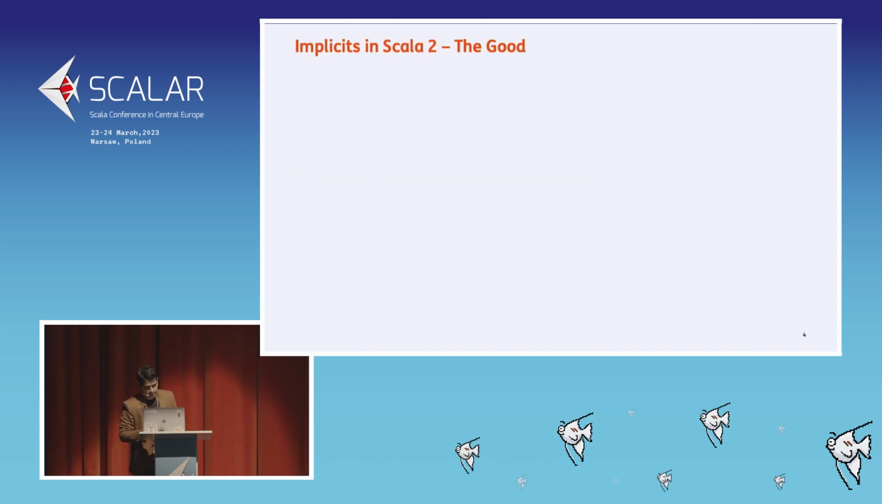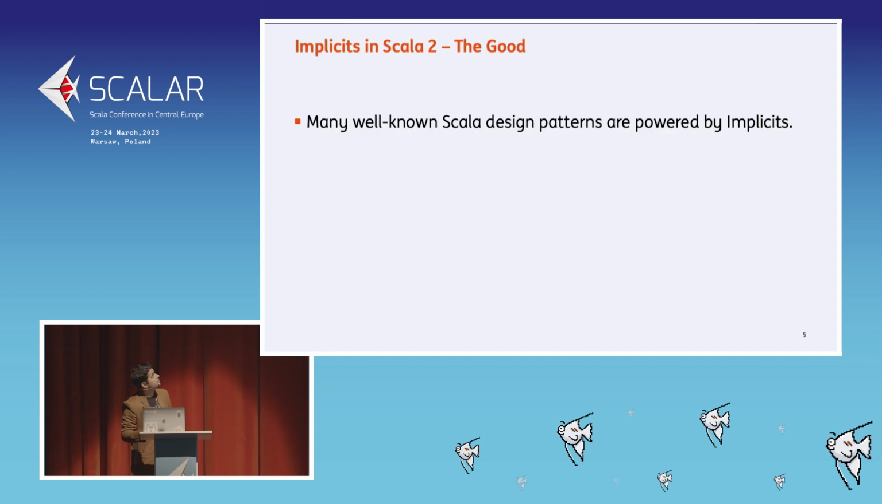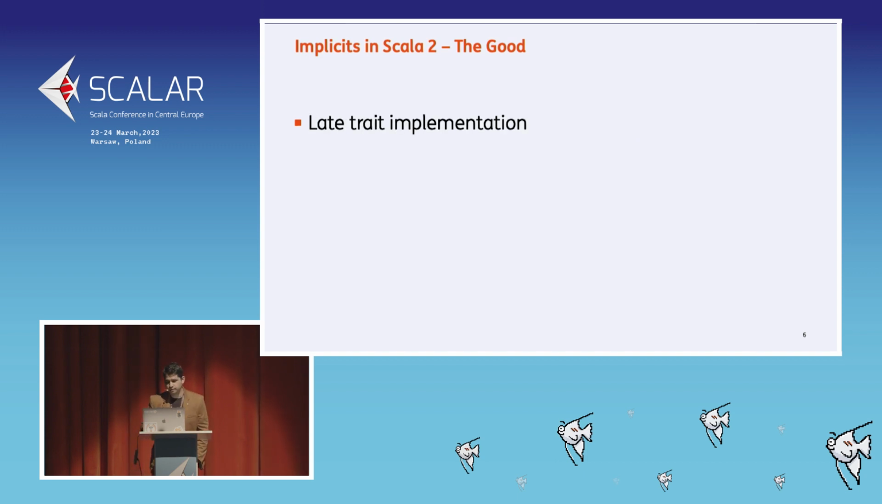So the good things first about implicits in Scala 2. Implicits in Scala are a widely used feature. All of us have come across them directly or indirectly. They are behind some of the most well-known design patterns that we use every day. I want to list a couple of those patterns. The first pattern that is powered by implicits is the late trait implementation pattern. And this is the original reason why implicits were there in Scala.